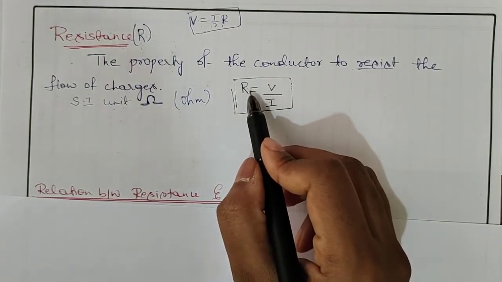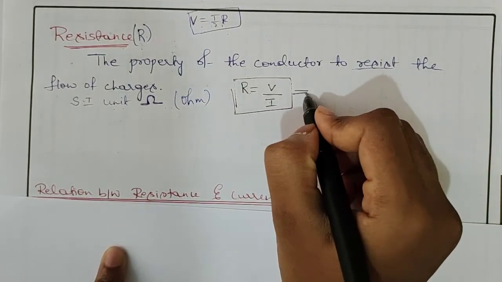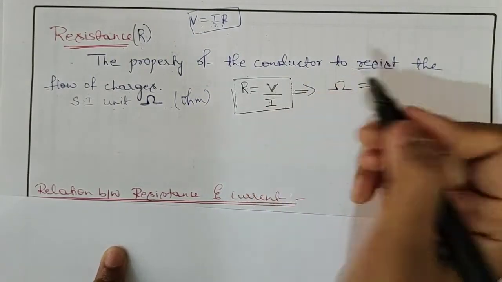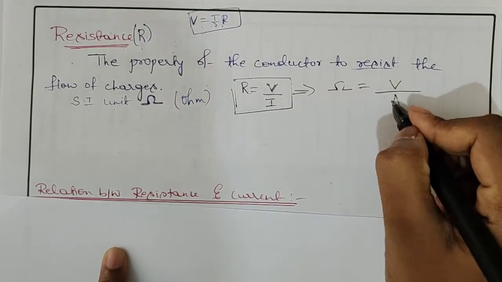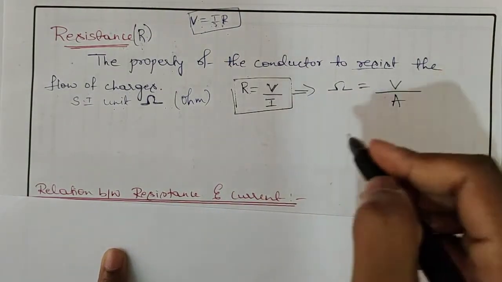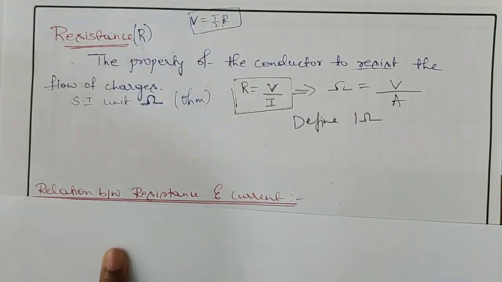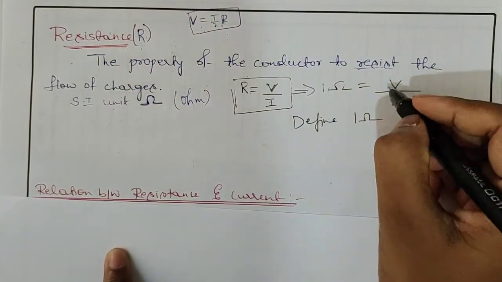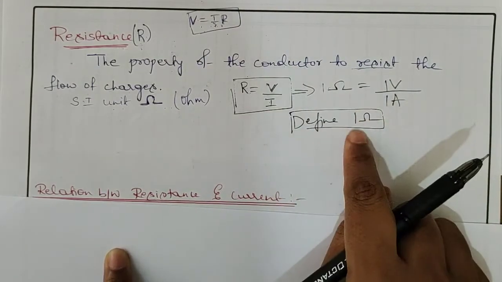Now let me define the same formula in terms of SI units. What is this R? Ohm. Potential difference, that is volt. I is current, that is ampere. Now you may get a question: define 1 ohm. As I told, if you don't have any coefficient or number here, we just assume that it is 1, right? So here our question is define 1 ohm.